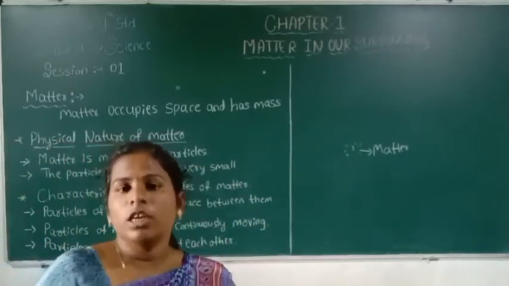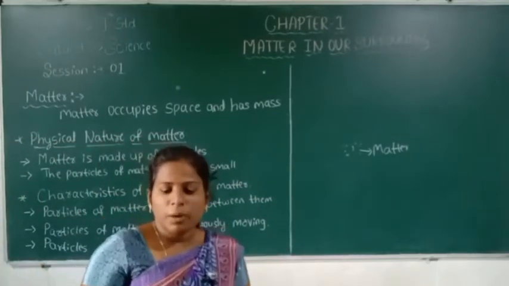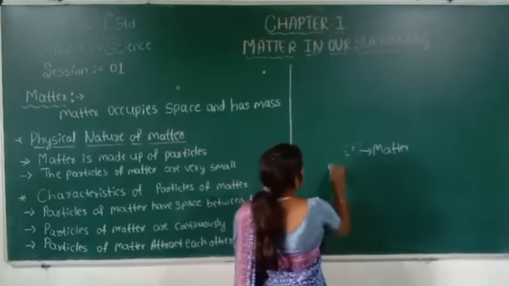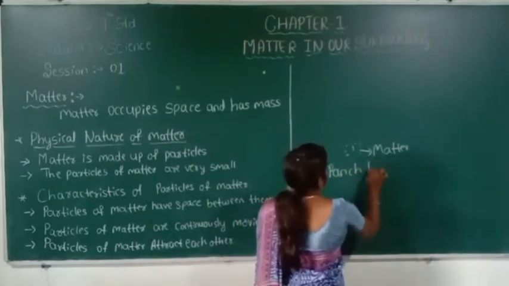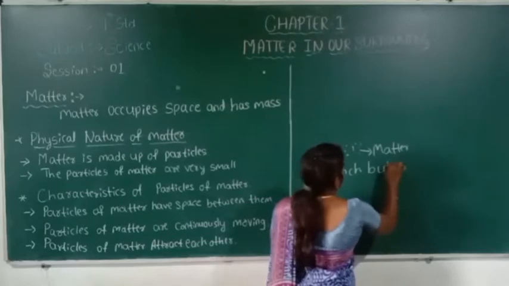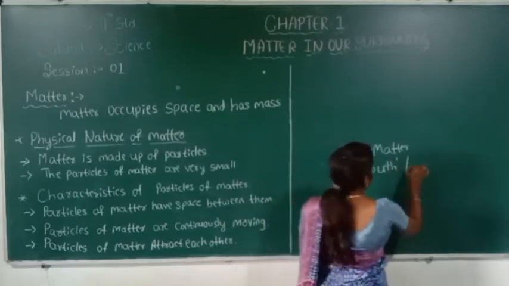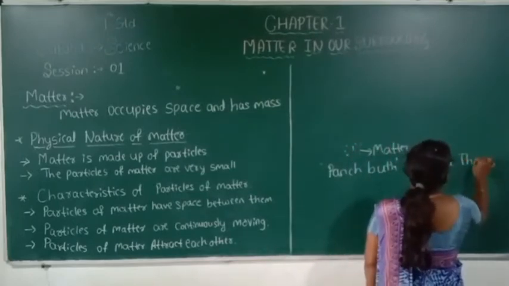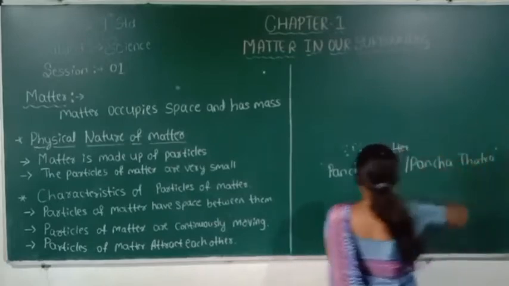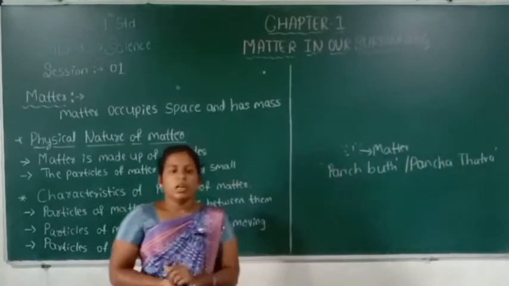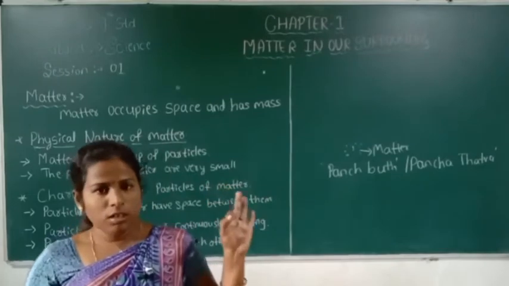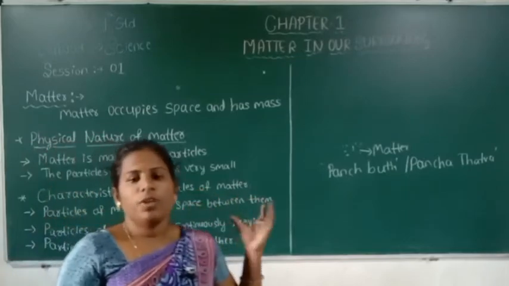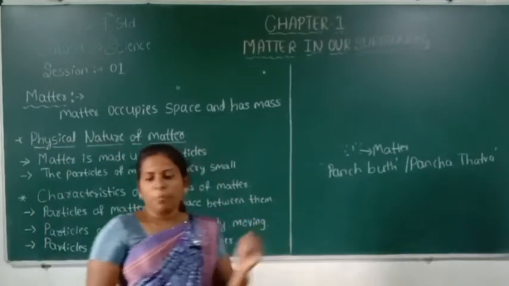In ancient India, to identify matter, we gave the name Panchabhuta or Panchatattva. So what are the Panchabhuta or Panchatattvas? These are the air, the earth, the sky, fire and water. All these we name as Panchabhuta or Panchatattva.